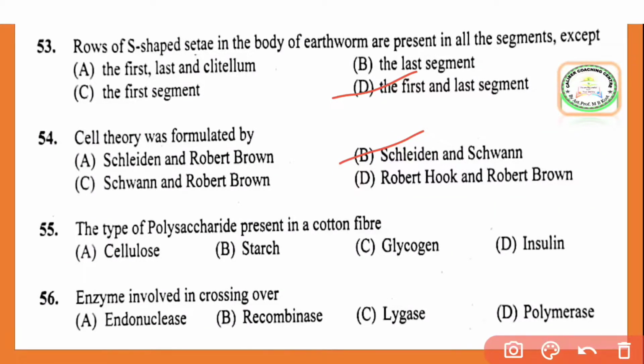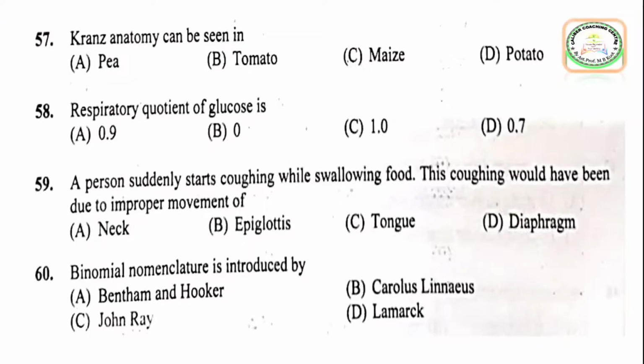The type of polysaccharide present in cotton fiber: cellulose, starch, glycogen, inulin. And the answer is option A, cellulose. Enzyme involved in crossing over: endonuclease, recombinase, ligase, polymerase. Answer for this question is option B, recombinase. Switch on to question number 57.